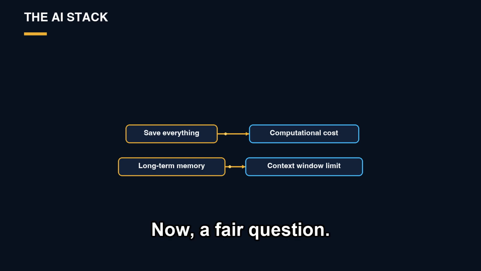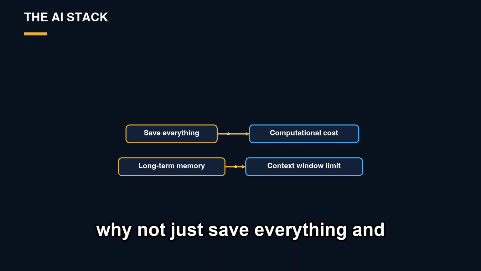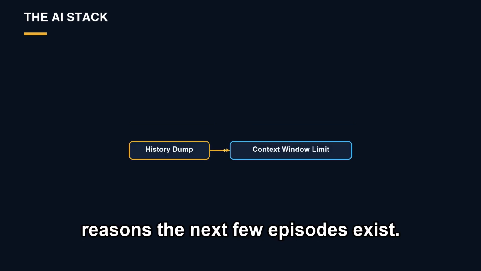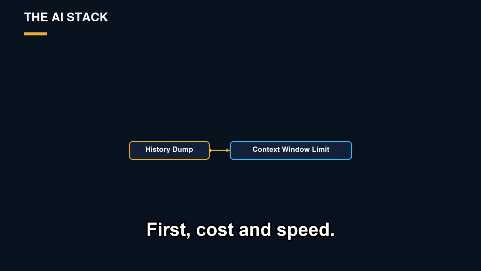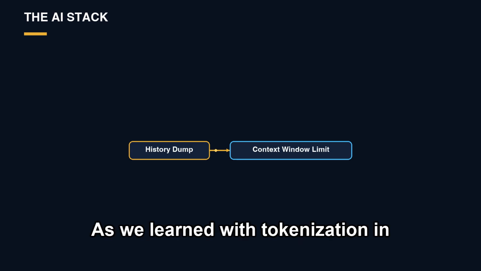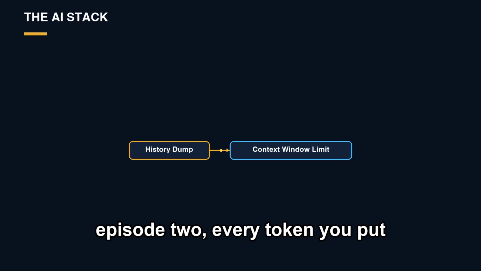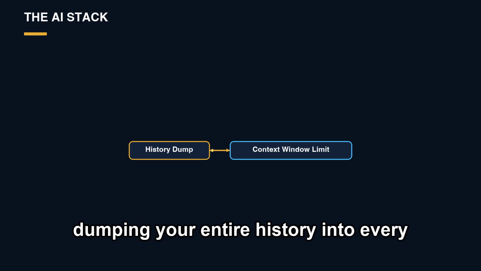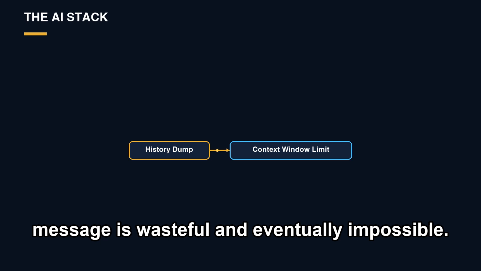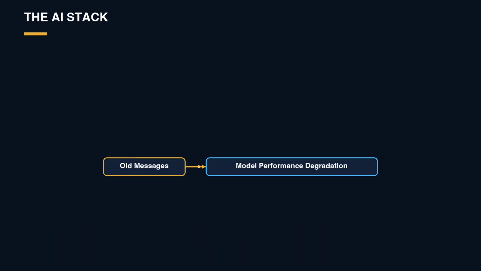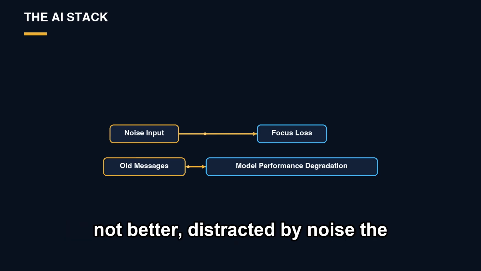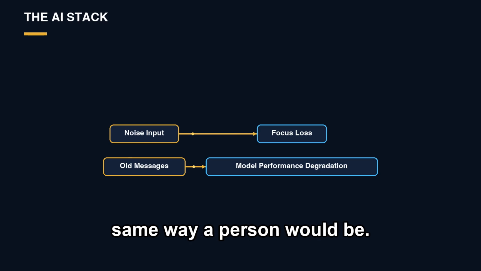Now, a fair question. If long-term memory is so powerful, why not just save everything and stuff it all back into the context on every turn? Two reasons, and they are the reasons the next few episodes exist. First, cost and speed. As we learned with tokenization in episode 2, every token you put in the context window costs money and slows the model down, so dumping your entire history into every message is wasteful and eventually impossible. Second, focus. A model buried under thousands of old, irrelevant messages actually gets worse, not better, distracted by noise the same way a person would be.